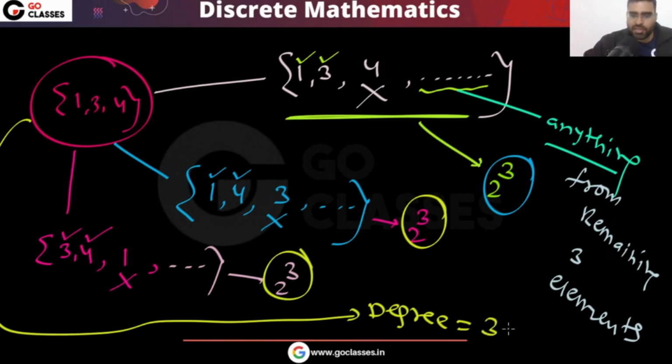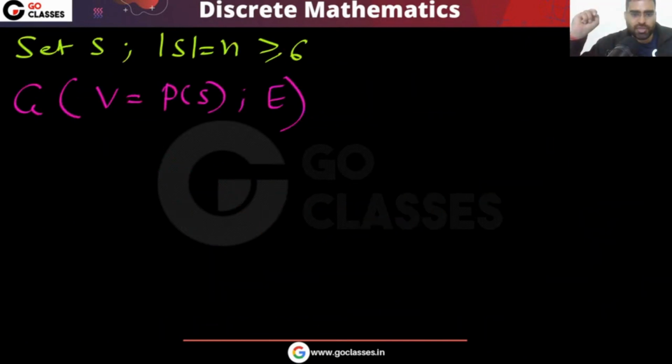That is going to be 3 into 2 power 3. Understood? Please tell me, is it understood? See, you can very quickly do this. If you don't want to do it like this, you can very quickly do this. Just for understanding, I am telling you like this, but you can easily see it like this.